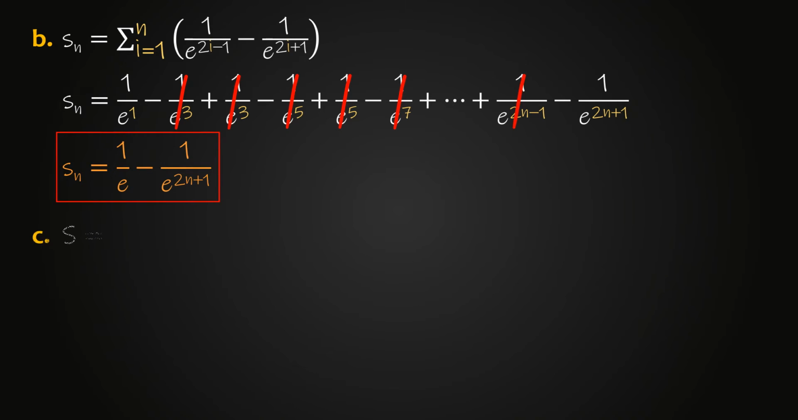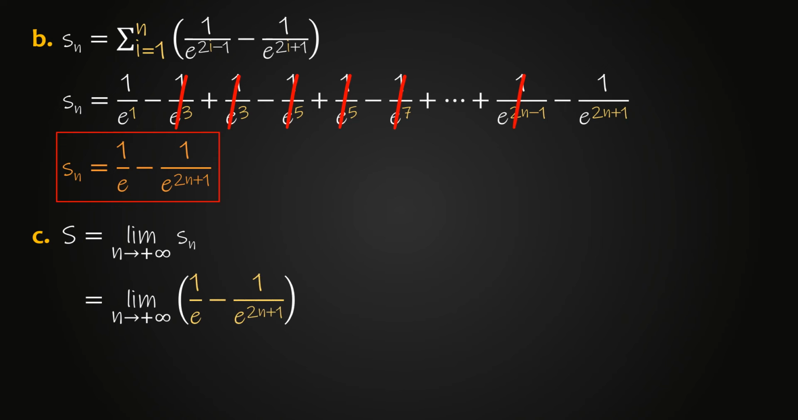C. The sum of the series is the limit of the partial sums. Substitute the expression of the partial sum, and then evaluate the limit. Use a limit at infinity expression. Thus, the sum of the series is equal to 1 over e. This means that the sum of the series converges to 1 over e, as the number of terms of a partial sum increases.